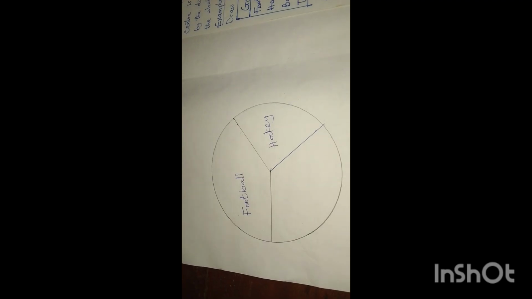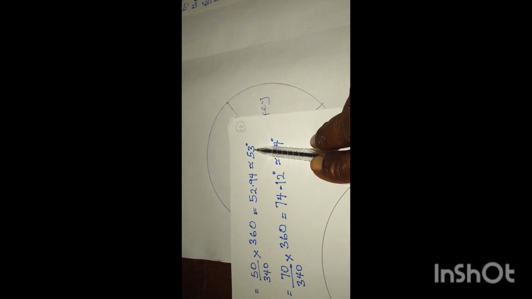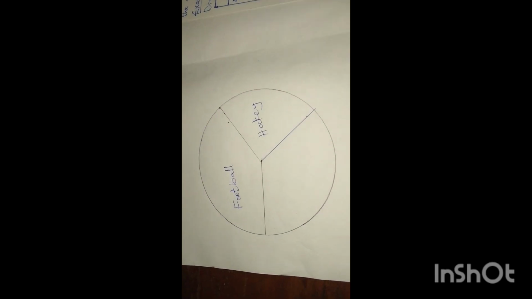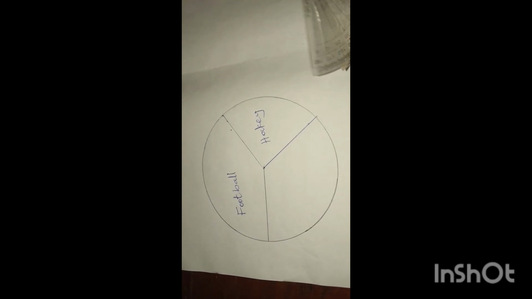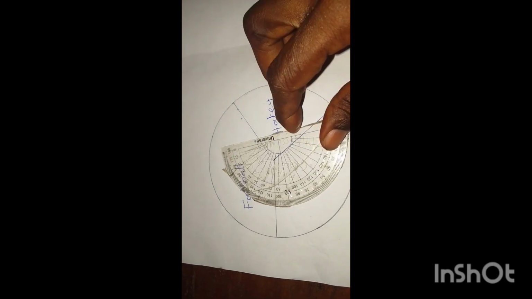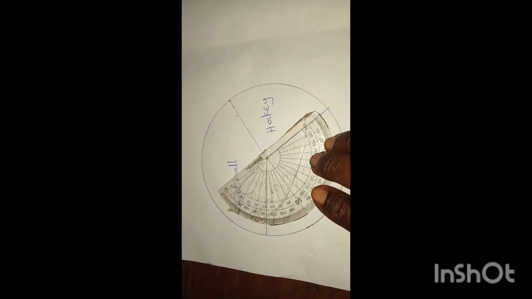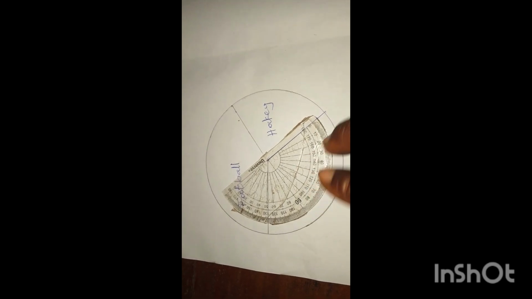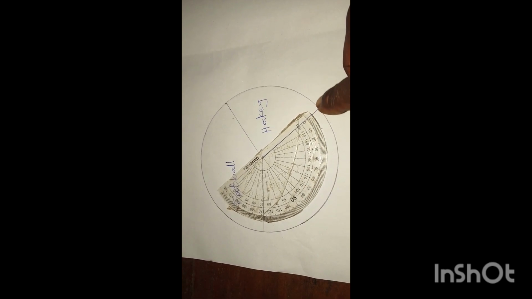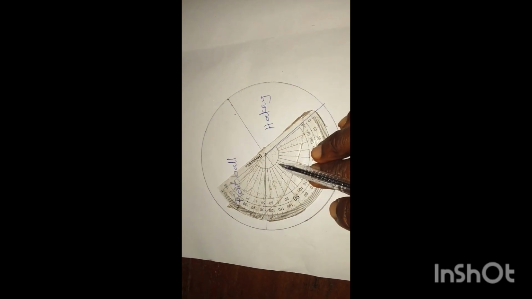Then you come to basketball. For basketball, the sectorial angle for basketball is what? 53. So again, you are going to pick your protractor. Make sure the center of your protractor falls at the center of the circle here, and this line you have drawn falls on this line. So the center of the protractor falls on the circle, then this line on the last line you have drawn here. So you now measure 53.